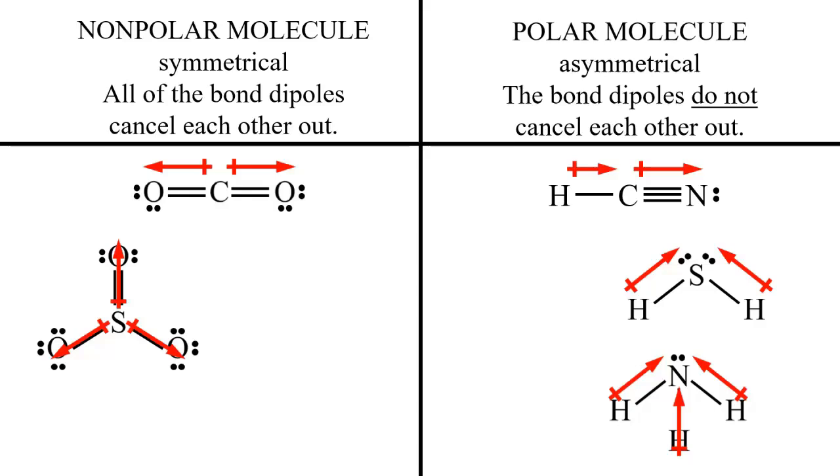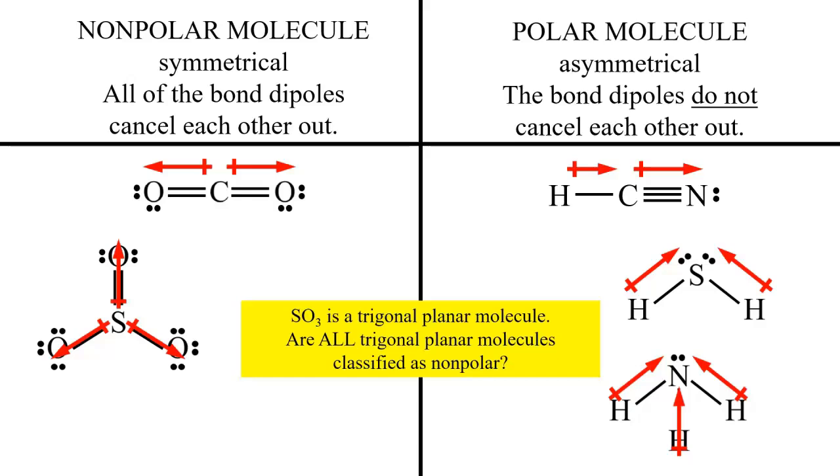Now, what you might be thinking is that SO3 is a trigonal planar molecule. Are all trigonal planar molecules classified as nonpolar? And the answer is, it depends. It depends on the symmetry of the molecule. Could I have a trigonal planar molecule in which I don't have that perfect symmetry like I have with SO3?